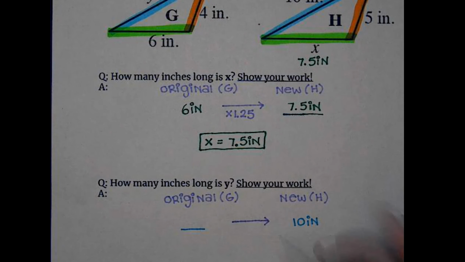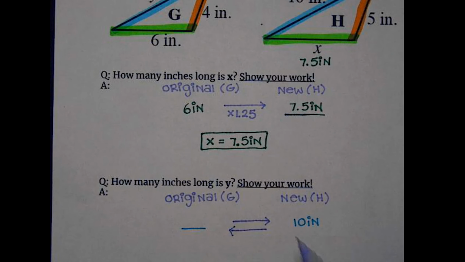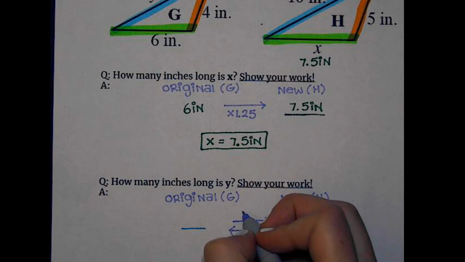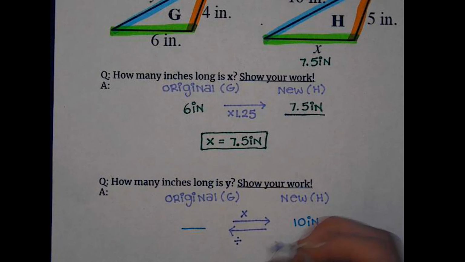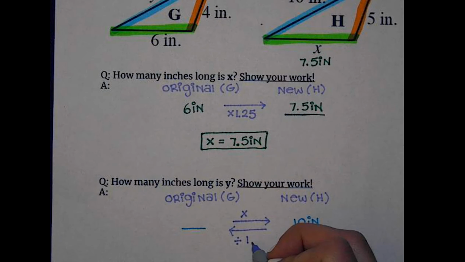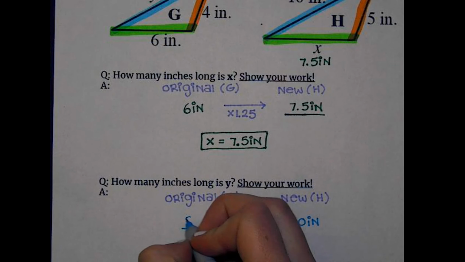But what if we want to actually go this way? We want to go new to old. If this is multiplication, then this very easily just becomes division to undo it. So if we go this way, we're multiplying. If we go this way, we have to divide. So we're actually going to divide by 1.25. And 10 divided by 1.25 gives us a value of 8 inches.